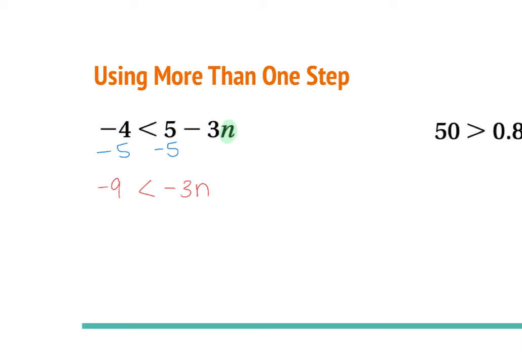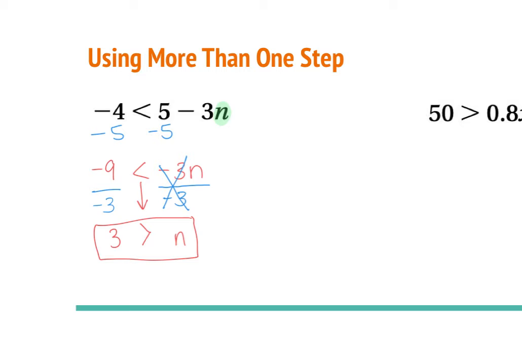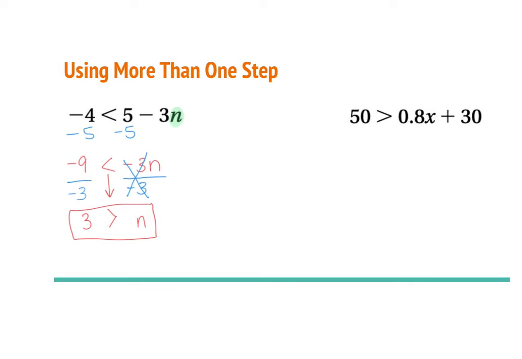Okay, now this is where I want you guys to pay close attention. We have to divide by negative 3 on both sides. Why? That way the negative 3's will cancel, and we're just left with n on the right side. But we divided by a negative number. As soon as you divide by a negative number or multiply by a negative number, flip your inequality. So now the mouth is opening to the left. Negative 9 divided by negative 3 is going to be positive 3. So this is our solution. Okay? 3 must be greater than n, or n must be less than 3. Okay, let's do another one.